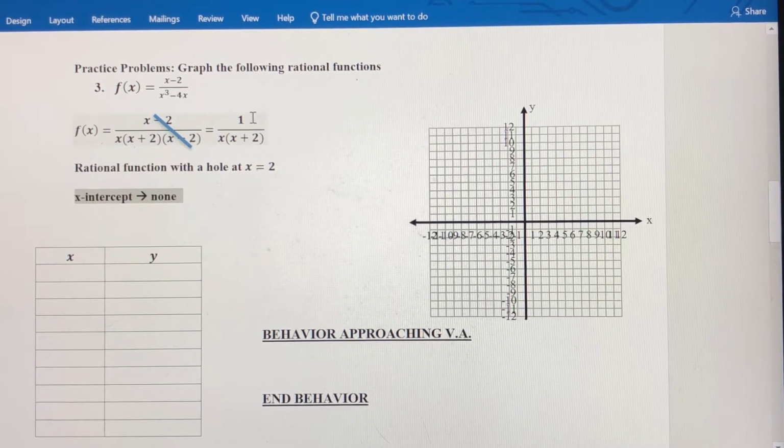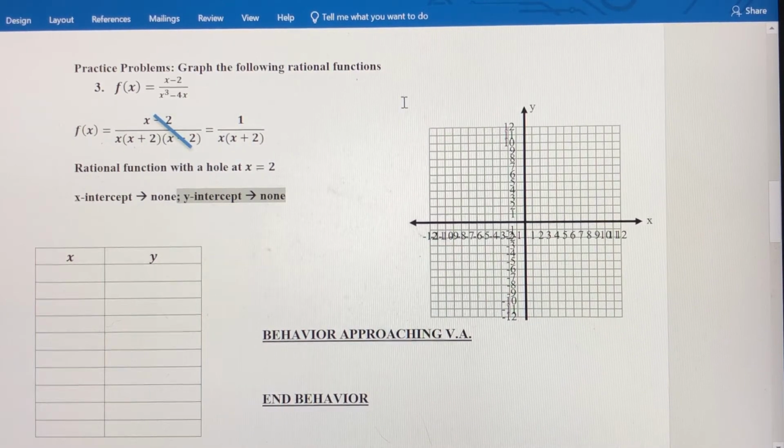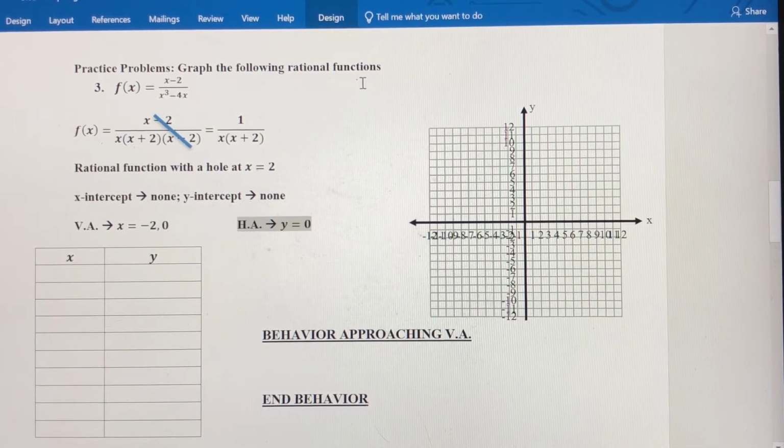The numerator can never be 0, so there is no x-intercept. And in the denominator, when I plug in 0 for x, I get 0 here, so we're not going to have a y-intercept either. So this graph has no intercepts, which makes it a little bit tougher to graph, but that's okay. In the denominator, I've got an x, which would be 0, and this factor x plus 2. So we've got two vertical asymptotes, one at 0 and one at negative 2. The degree of the numerator is less than the degree of the denominator, so I'm going to have a horizontal asymptote at the x-axis, y equals 0.